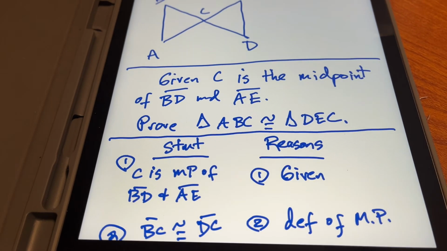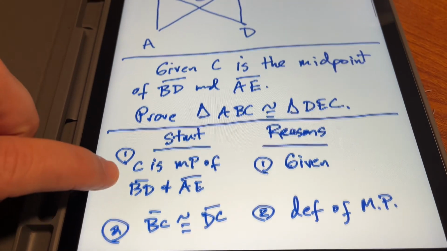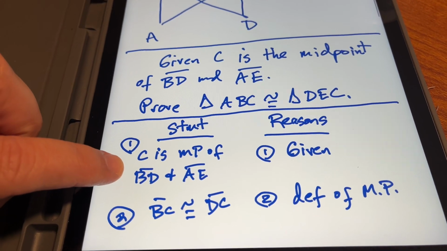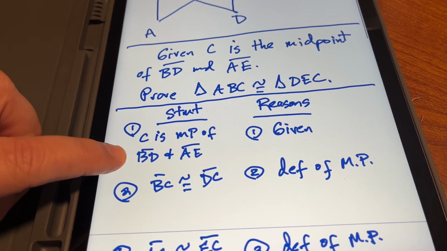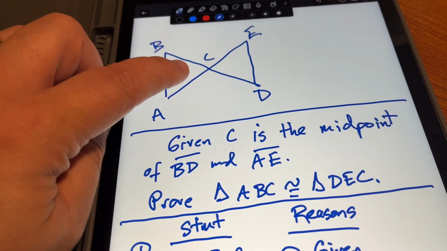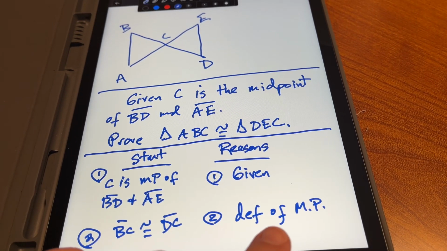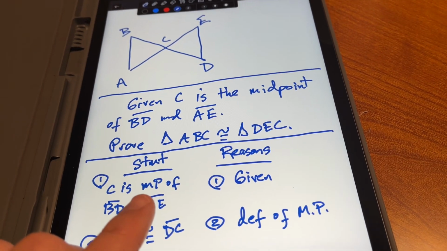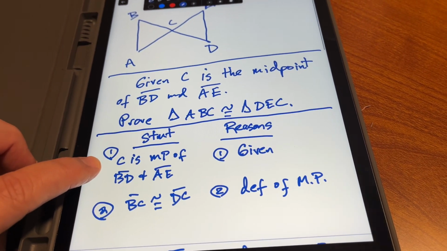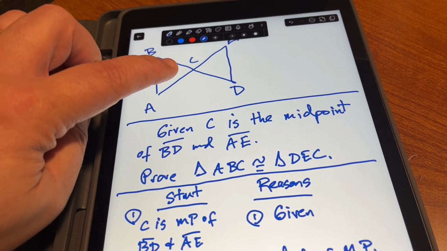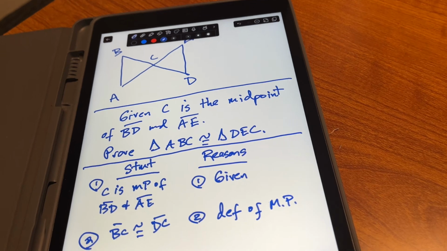So the first statement is going to include the things that are given. C is the midpoint of BD and AE. That was given. Now, because of that, BC is congruent to DC. In other words, BC is congruent to this by the definition of midpoint. So we were told that C was the midpoint, and that necessarily means that BC is congruent to DC. So BC is congruent to DC because of what midpoint means, the definition of midpoint.